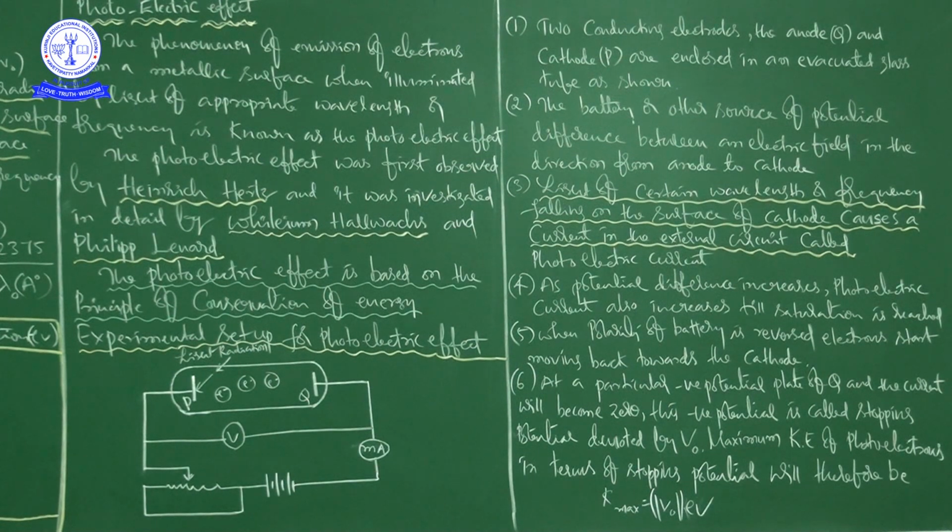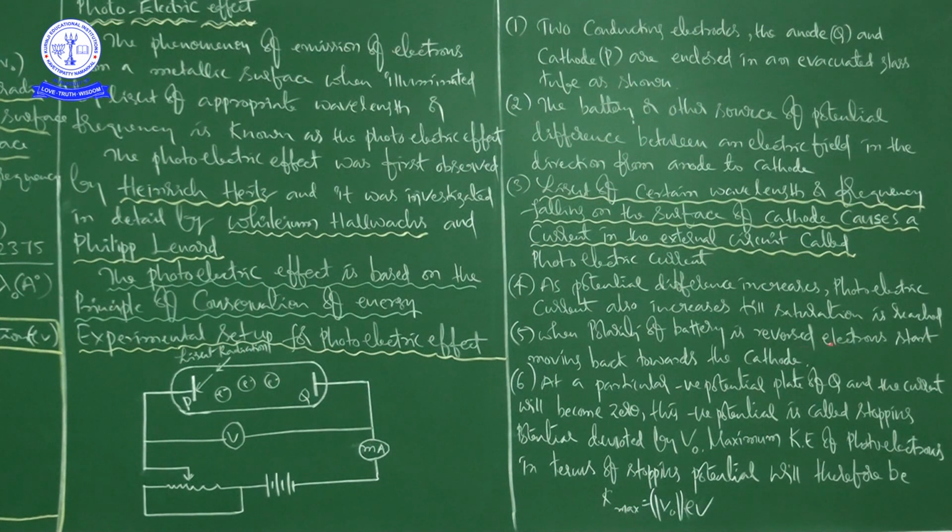After that, what will happen? Even though you are changing the potential difference to expect more electrons, there is no chance, because only 10 free electrons are present there. So 10 came from cathode to anode. There is no chance for more than that. So this is what we are calling the saturation period. That is what he is saying in the fourth point: as potential difference increases, photoelectric current also increases till saturation is reached.